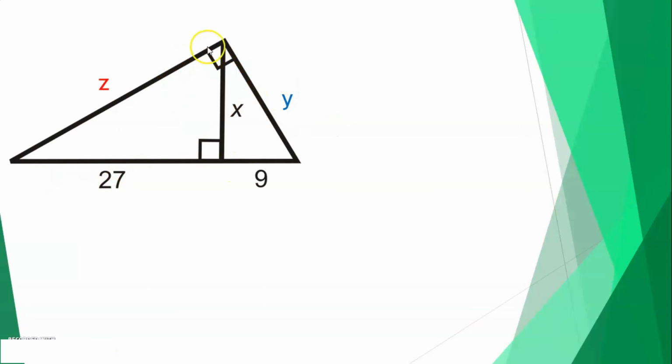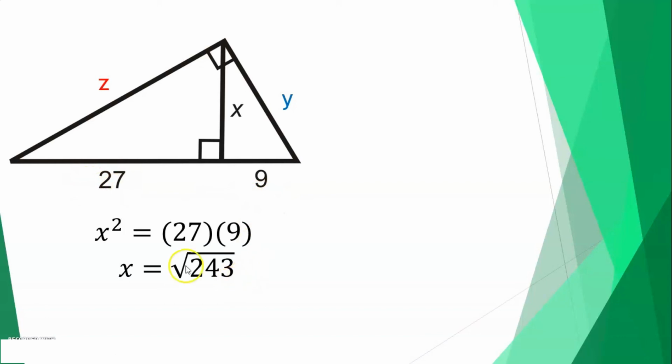Given this right triangle in which the hypotenuse is divided into 9 and 27. To find x, x is the altitude to the hypotenuse. It's the geometric mean of 27 times 9. So that would become the square root of 243, or that would be 9 square root of 3.